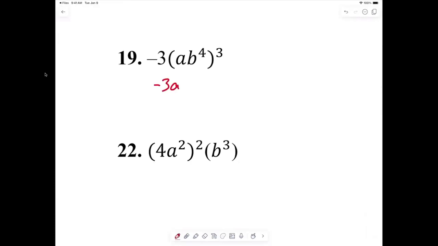All right, 19. Now look, A is to what power? Right, so then you multiply. Then you multiply. Right. Now, does everybody understand the -3 had nothing to do with the power of 3 because it's outside the parentheses? Everybody understanding that? That's your answer. Anybody have any problems with number 19?